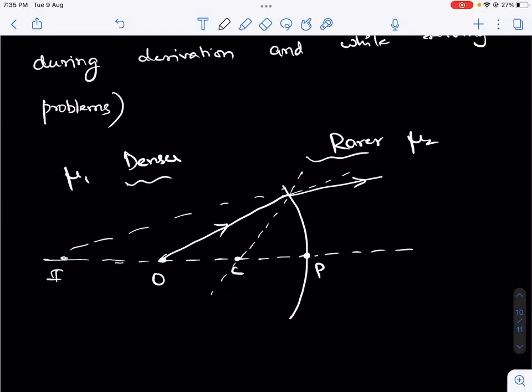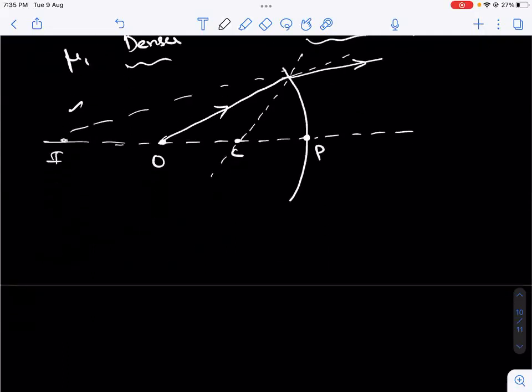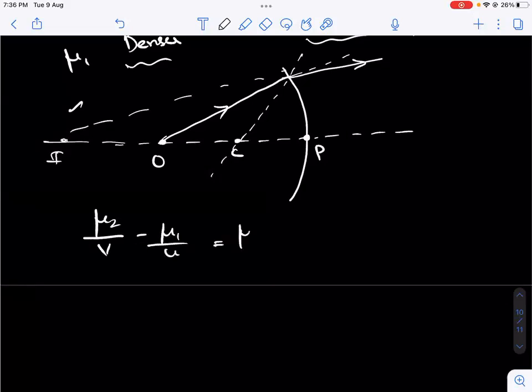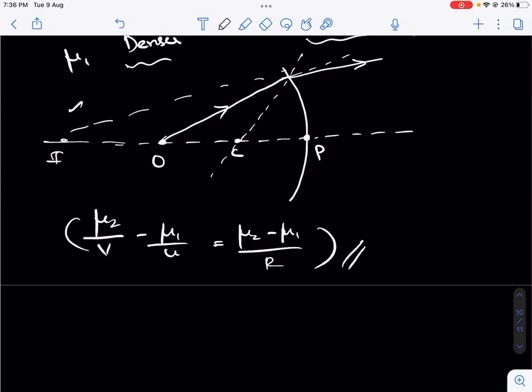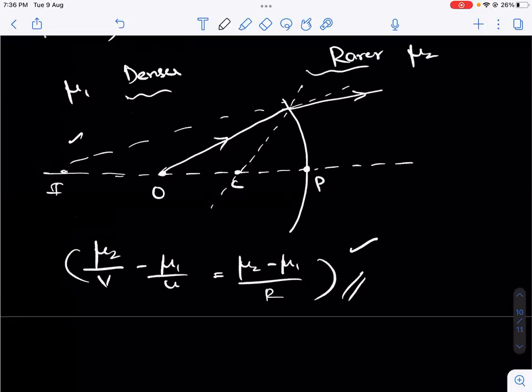But even for this scenario, if you take the angles and proceed, you should get the same answer provided you apply sign convention. Or else you will get different values. So the expression is mu2 by v minus mu1 by u is equal to mu2 minus mu1 divided by r. Is that clear? So this is how it works. Right.